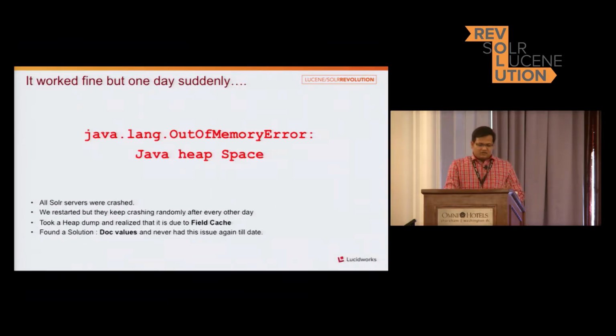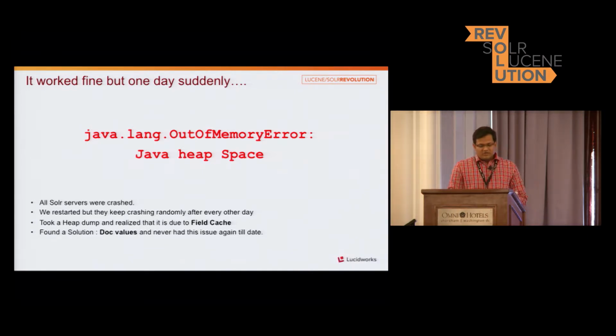So this indexing worked fine. The whole thing worked fine. We were able to search, and search was also quite good. We were happy with the results. But after one day, suddenly we had an out of memory error, and we were not sure what went wrong. We saw that all the Solr servers that were running had crashed. We restarted them, but they kept crashing every other day.